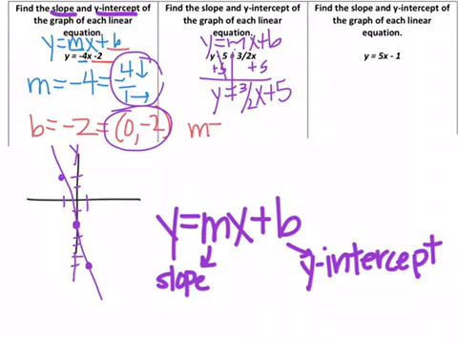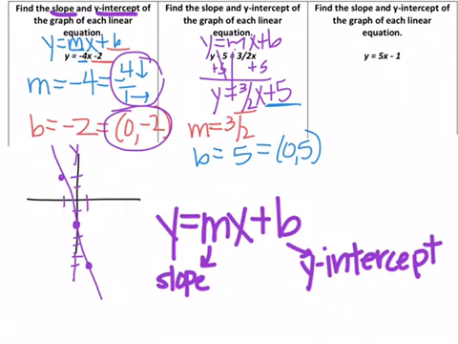Our slope is always the number in front of x, so our slope is 3/2. And then our y-intercept is always the number that's after the x. So our y-intercept is at +5, which is really the point of 0, 5 on the graph.